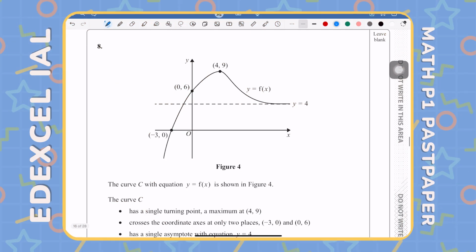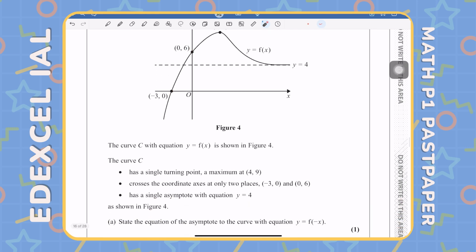Let's see what question number 8 says. The curve C with equation y equals f of x is shown in figure 4. The curve C has a single turning point, a maximum at (4, 9), crosses the coordinate axes at only two places, that is (-3, 0) and (0, 6), and has a single asymptote with equation y equals 4, as shown in figure 4.